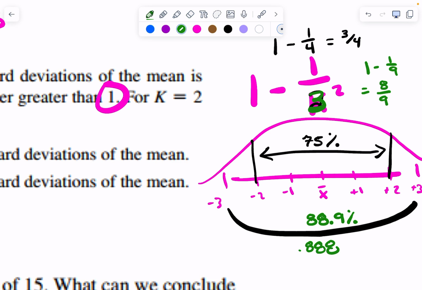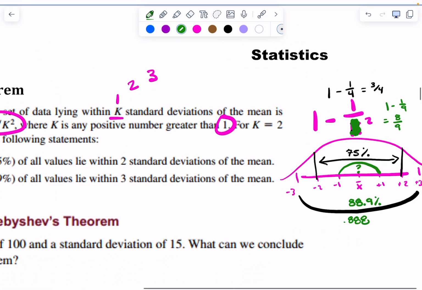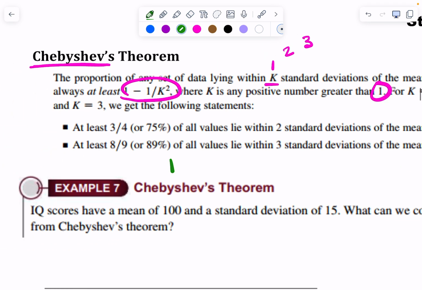Why can't you do 1 standard deviation? Yeah, 1 minus 1 over 1 squared is 0, so that doesn't work. So they can't figure this one out using Chebyshev's. This one is not as widely used for that reason, right? Because for 1 standard deviation we don't have a rule. But they're saying that that number increases that way, okay? The number of standard deviations k, 1 minus 1 over k squared, that's the formula that they use.